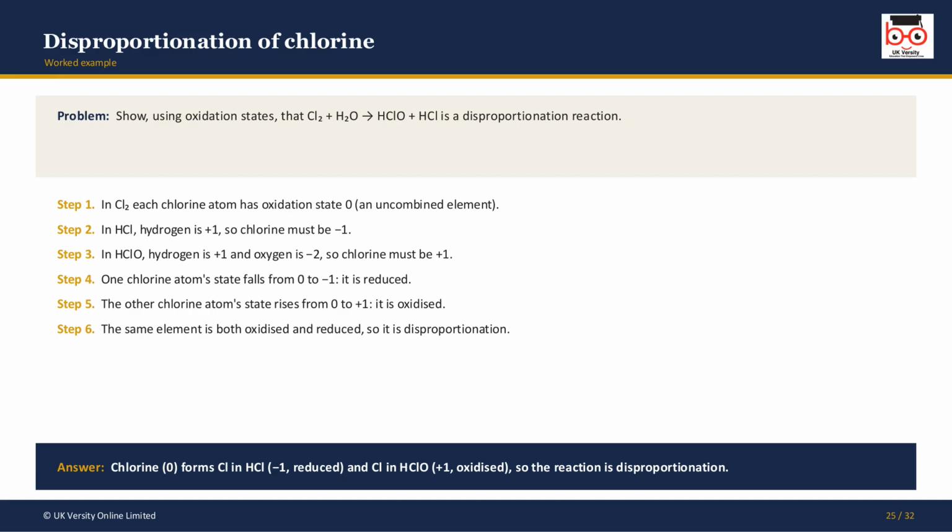Let's prove that's disproportionation using oxidation states. In the chlorine molecule, each chlorine atom is at 0, since it's an uncombined element. In hydrochloric acid, hydrogen is +1, so chlorine must be -1. In chloric 1 acid, hydrogen is +1 and oxygen is -2, so chlorine works out at +1. So one chlorine atom falls from 0 to -1 and is reduced, while the other rises from 0 to +1 and is oxidized. The same element being both oxidized and reduced is precisely what disproportionation means.